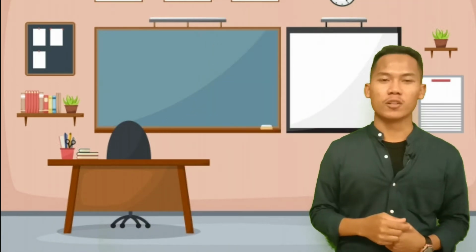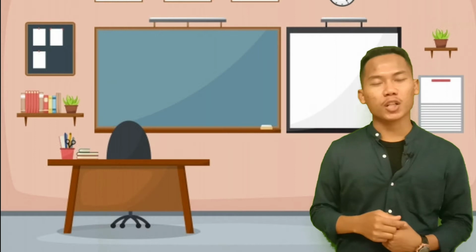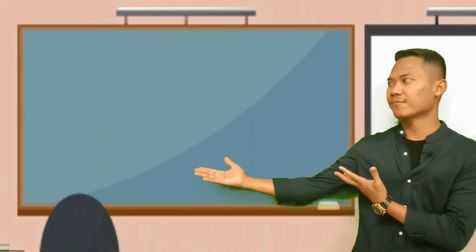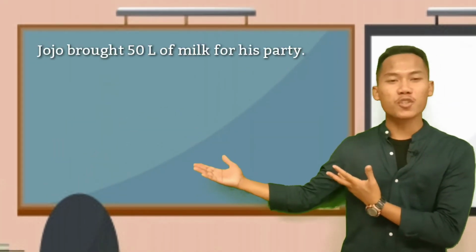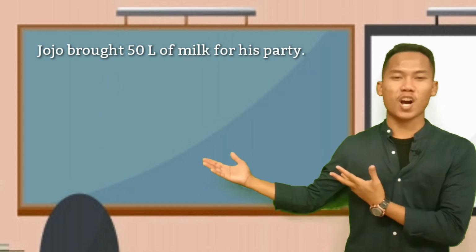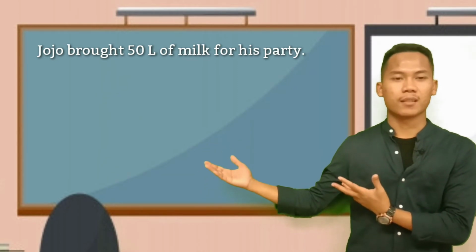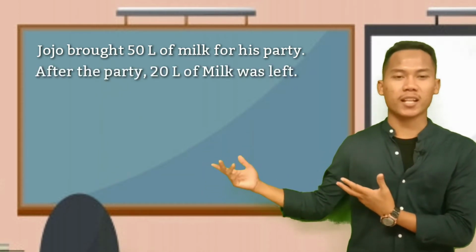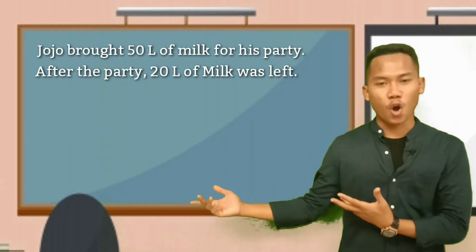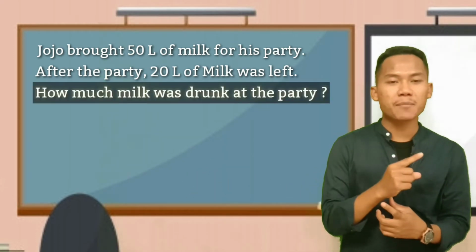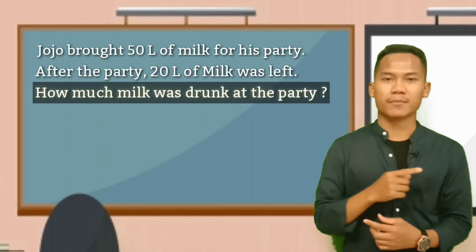Today, I will remind you how to make a bar model in solving word problems. Here I give you one example of a story sum. The story is: Jojo bought 50 liters of milk for his party. After the party, 20 liters of milk was left. So, the question is, how much milk was drunk at the party?